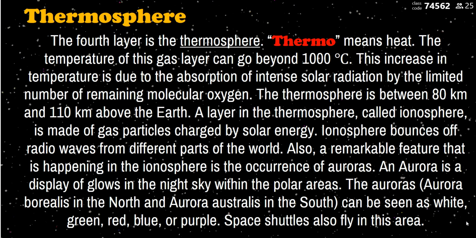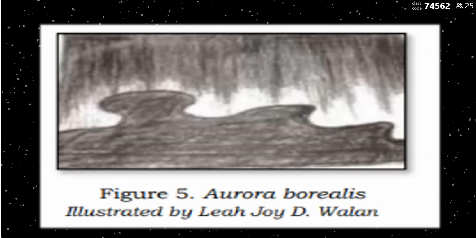of the world. Also, a remarkable feature that is happening in ionosphere is the occurrence of auroras. An aurora is a display of glow in the night sky within the polar areas. The auroras, Aurora borealis in the north and Aurora australis in the south, can be seen as white, green, red, blue, or purple. Space shuttles also fly in this area. So this is figure 5 for Aurora borealis.